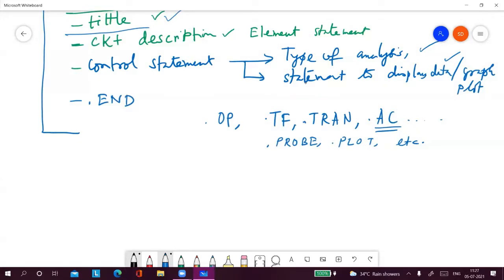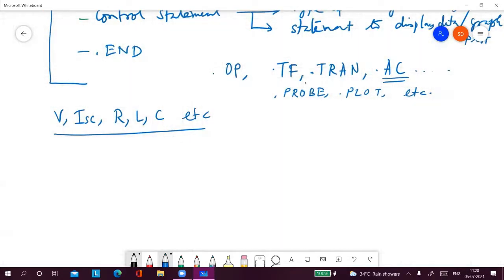Now let us discuss the element statements. We have the elements: voltage source, current source, resistance, inductance, capacitance, etc. We also have diode and transistor, which we will not discuss here. Say you have a voltage source connected between two nodes, n plus and n minus. Let the name of the voltage source be V1 and its value be V.